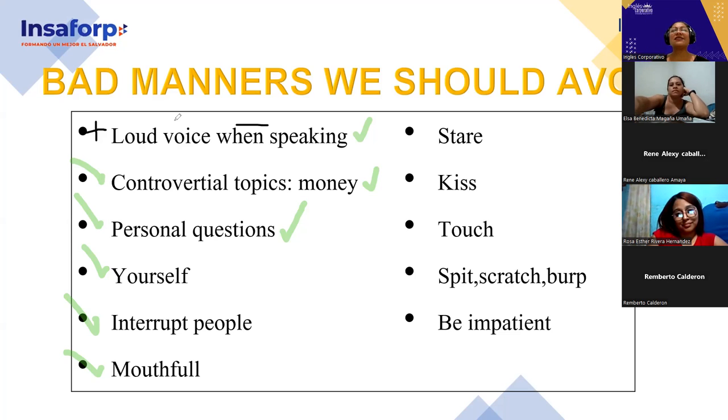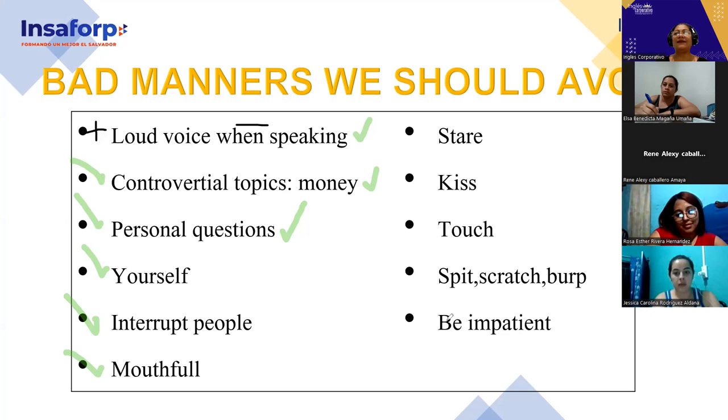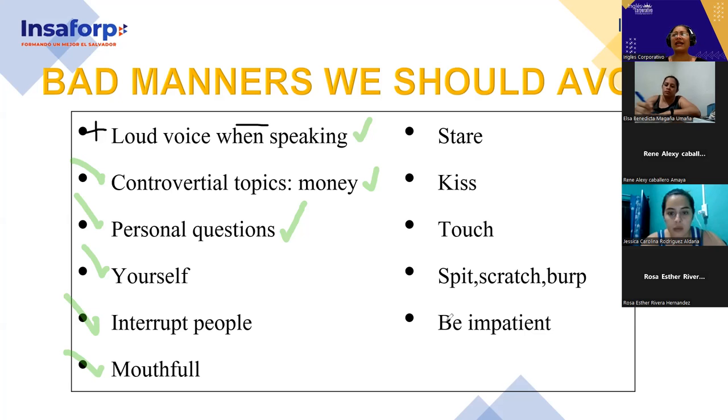What do you understand by that? Go and discuss with your classmates. ¿Qué entienden por eso? Okay. Avoid. Acuérdense del tema: bad manners we should avoid. Okay. So it means que nada de lo que está aquí es algo bueno. Let us go and just talk to your classmates about this. I'm not going to change them.